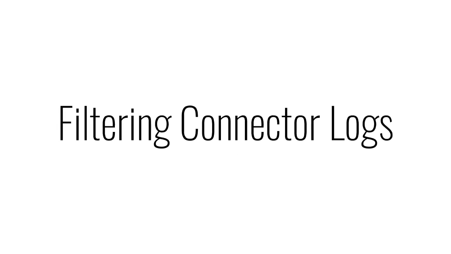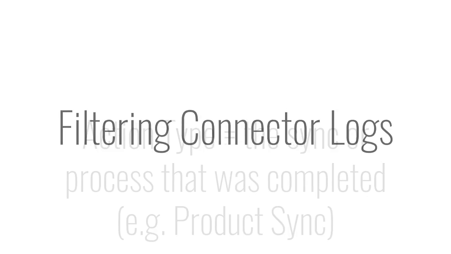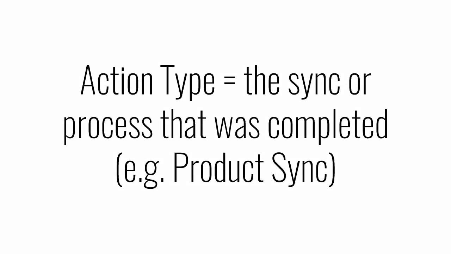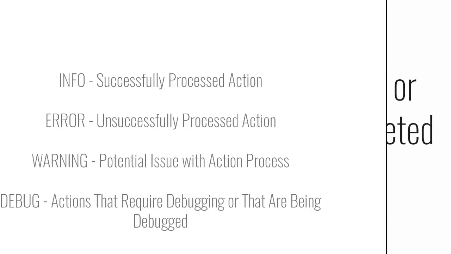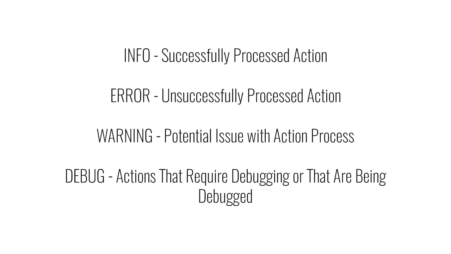The first two columns of the Acumatica log refer to info logging level and activity, and records can be searched by these criteria. Action type refers to the sync or process that was completed, such as a product sync or a data retrieval. Records can be set at 4 different logging levels.